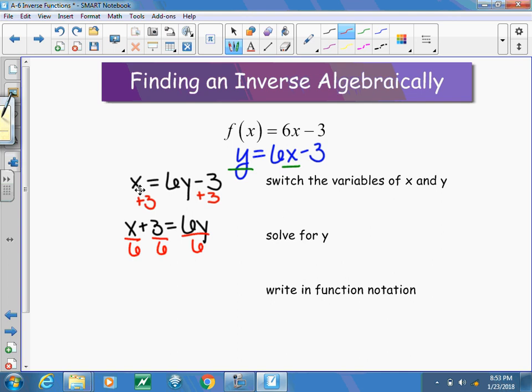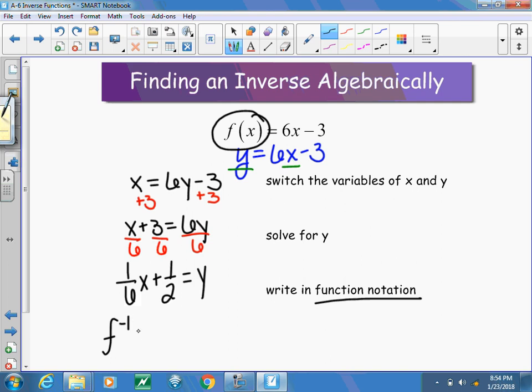So I added 3 to both sides. I am dividing both sides by 6. And so I'm getting 1/6 x plus 1/2 is equal to y. This right here is the inverse. All I'm going to do right now is put back in the function notation. Since I'm talking about f of x, this is going to be the inverse function of f of x, which will equal 1/6 times x plus 1/2.